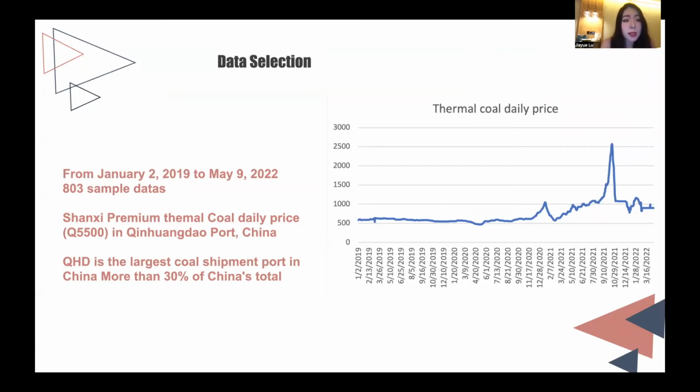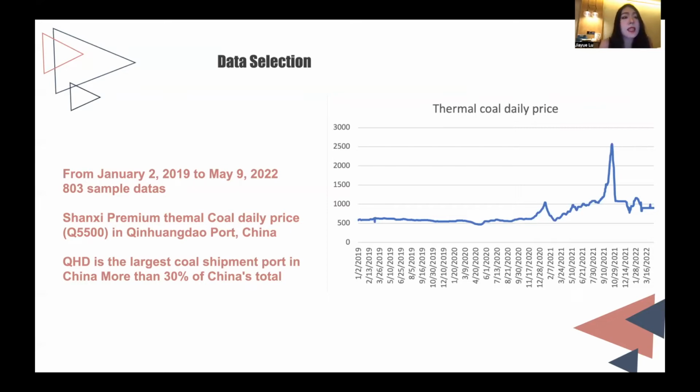In our topic, Qinhuangdao coal prices are used as our indicator of coal prices. Furthermore, Qinhuangdao is China's largest coal shipping port, accounting for more than 30% of Chinese coal shipments. As a result, Qinhuangdao coal prices are frequently regarded as the most reliable indicator of coal prices in China.